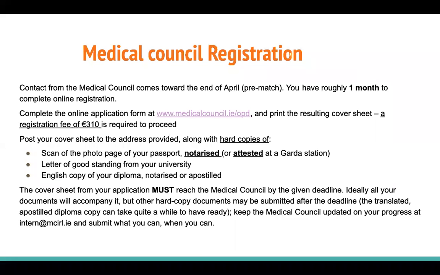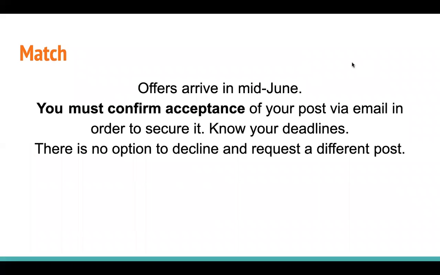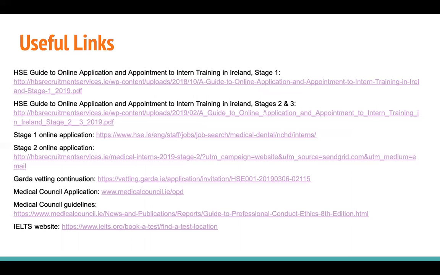So if you go to the next slide, your offer will arrive in mid-June, and you must confirm or accept this post by email, and that's really it. Make sure you know the deadline when you get the offer, because when you get matched, you only have a certain amount of time before you can accept it, or else it will be treated as a decline. They'll give it to somebody else, because there are a lot of people trying to get in, as you know. So yeah, I think that's really it in regards to everything. So go to the next slide.